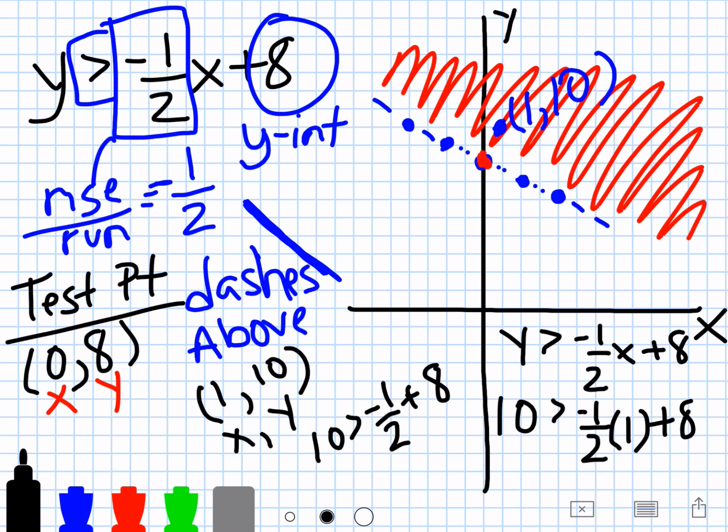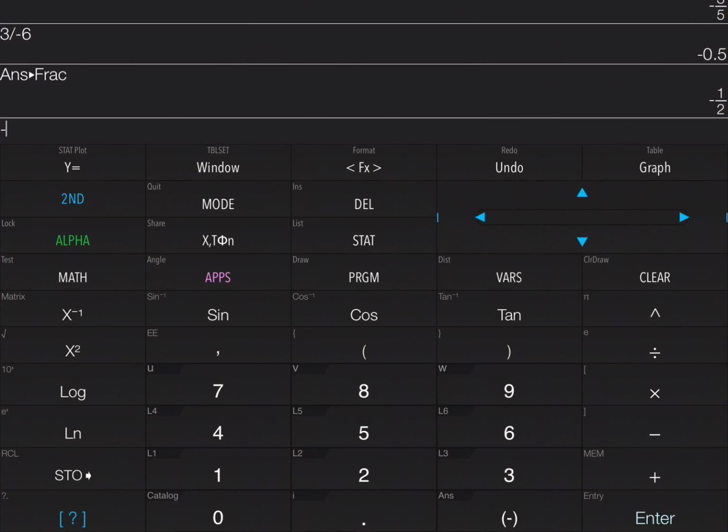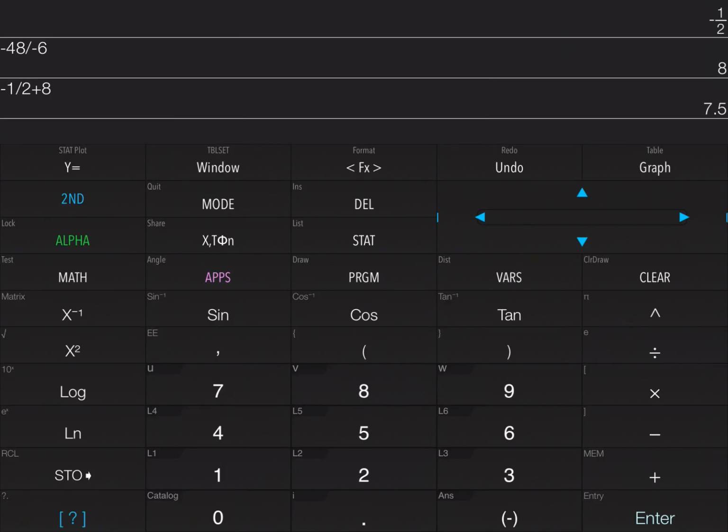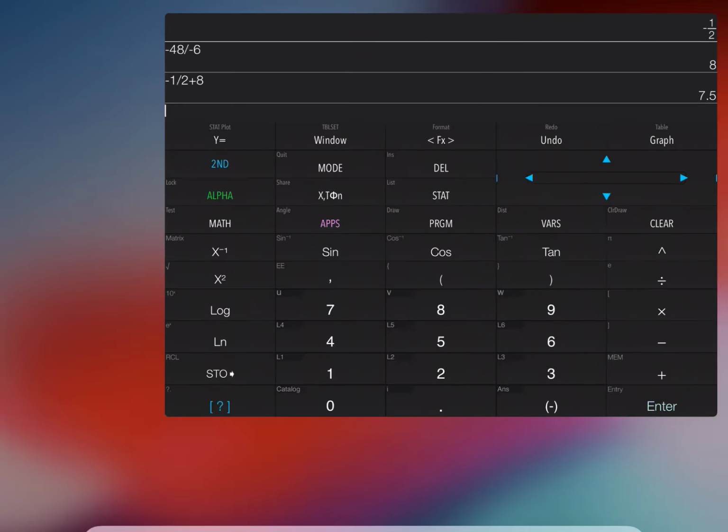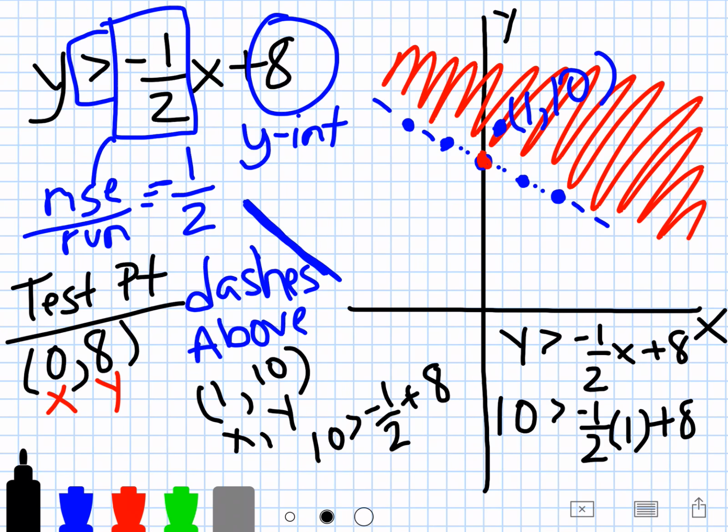Now let's say you don't know what that is. Let's go to our calculator right here. Negative 1 divided by 2 plus 8. It's going to give you a decimal, 7.5. Remember, convert it to a fraction. Well, you know what, as a matter of fact, in this case, with test points, don't convert to a fraction. Leave it as a decimal. So I have 10 is greater than 7.5. Well, is 10 greater than 7.5? That is indeed true. And if you see right here, our test point was inside of the shaded area. So this proves again that if you pick a point inside the shaded area, it will always give you a true statement for your solution.